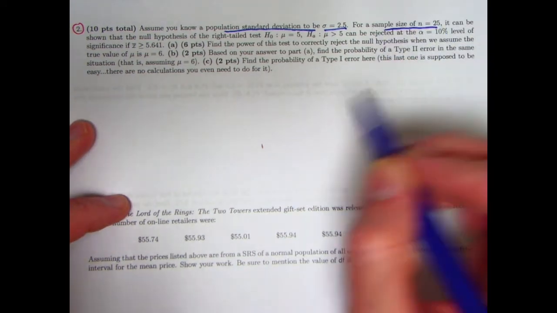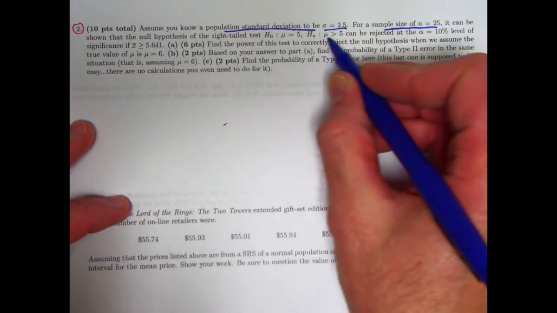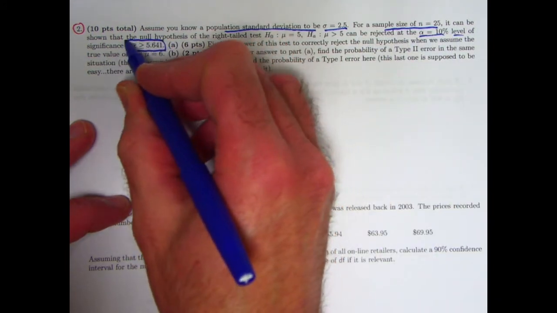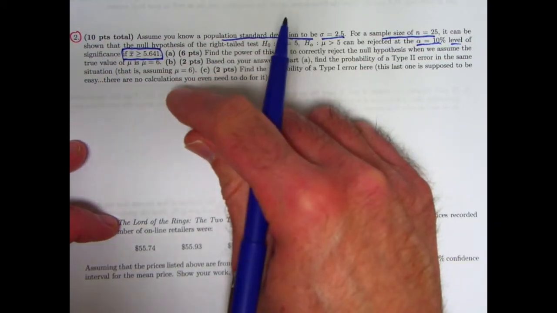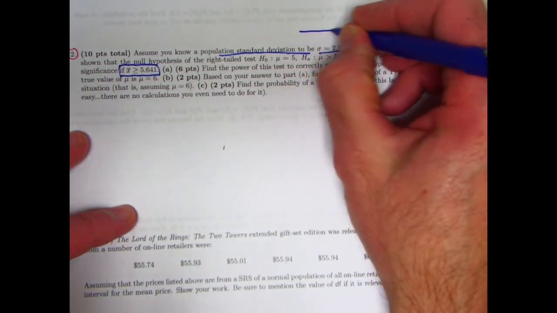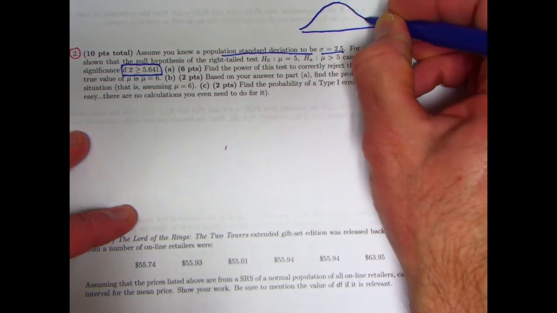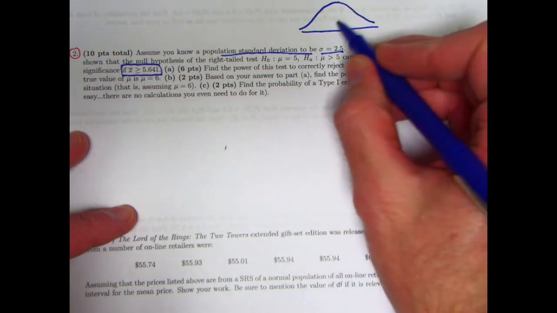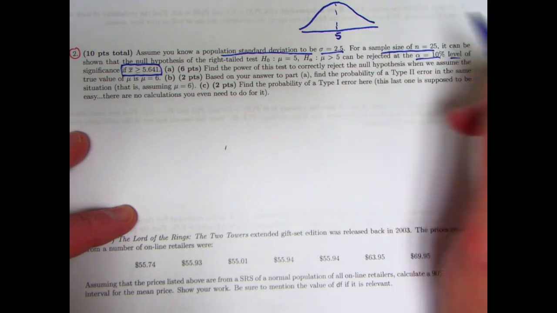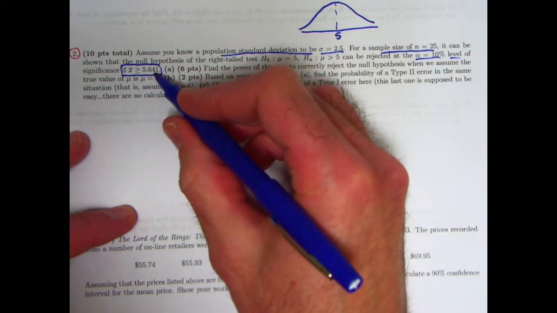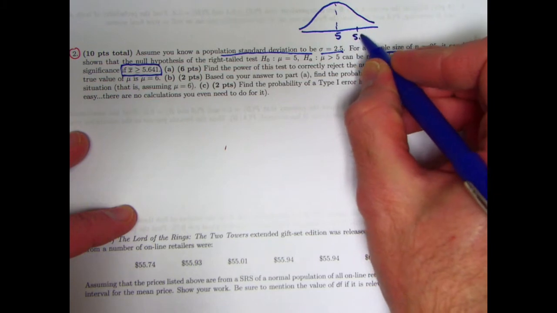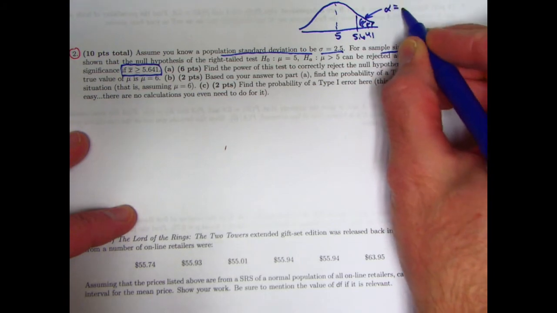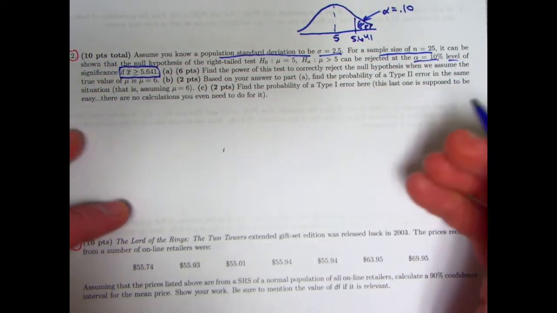For a sample size of n equals 25, it can be shown that the null hypothesis for this right-tailed test can be rejected at the 10% level of significance if x bar is bigger than or equal to 5.641. Okay, what does that mean? It means that if you draw the sampling distribution for x bar, assuming mu truly is 5, this sampling distribution is going to be centered at 5, and the area under this to the right of 5.641 is going to be 10%. That's going to be the level of significance, alpha 0.10. That's what this is telling us.